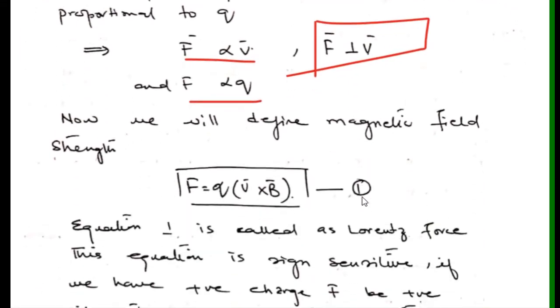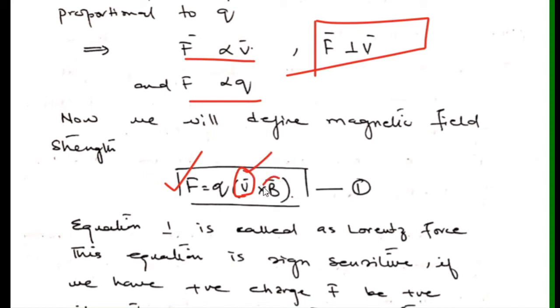Now we will define magnetic field strength as F is equal to Q into V cross B. This equation is usually known as the Lorentz force, and it is a sign sensitive equation. Sign sensitive in the sense that if I have a positive charge, it will affect this equation, and if I have a negative charge, it will be affected. Again, if the velocity changes its direction, it will affect the force, and if the magnetic field changes its direction, it will affect the magnetic force.